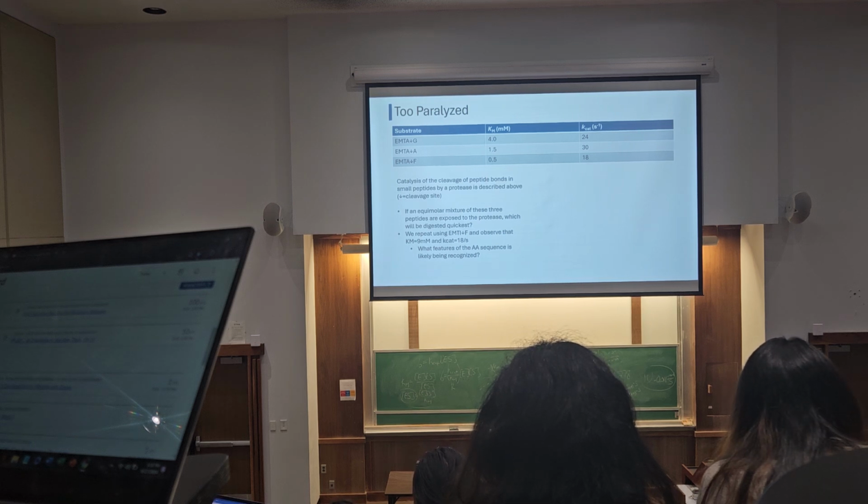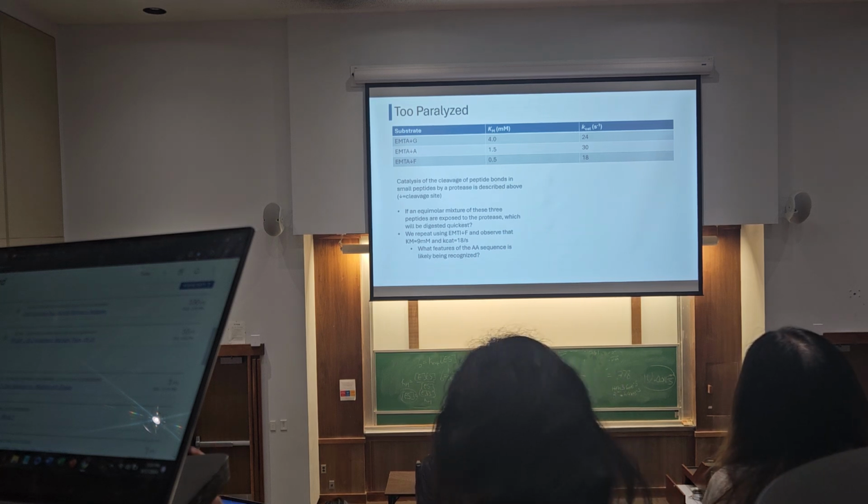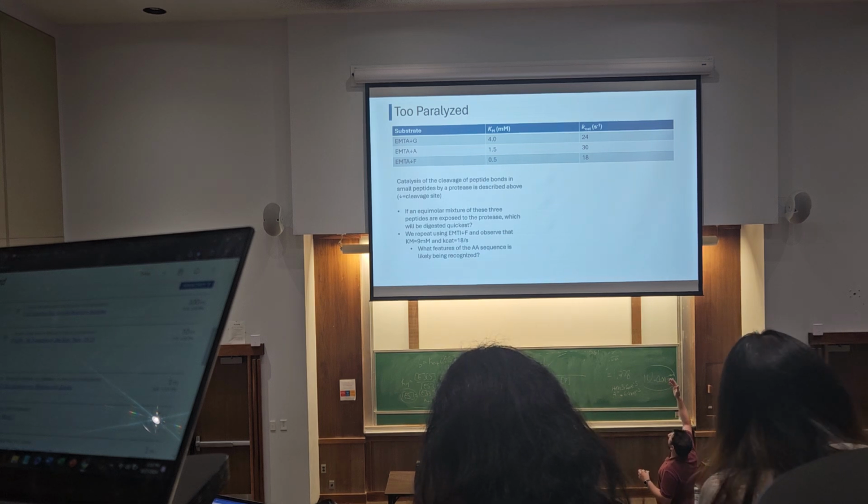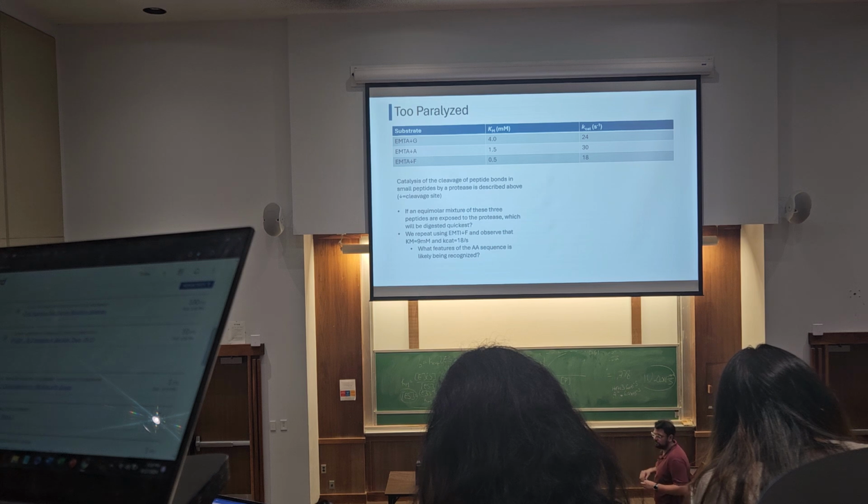Well, we have kcat, we have Km, right? So you see 24 over 4 was 6. 30 divided by 1.5 is 22 and a half. Oh no, 20, you're right. 18 divided by 0.5 is 36, right? So we've got 6, 20, and 36.